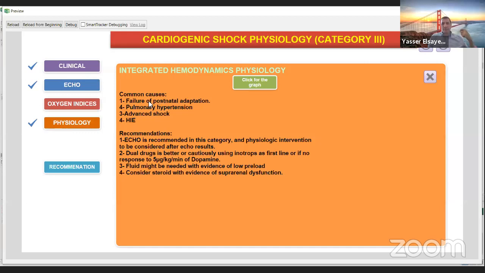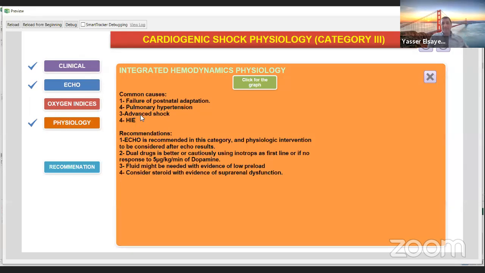Common causes in this category: failure of postnatal adaptation, also pulmonary hypertension and advanced shock might happen. So you have infants who started as category number 1, were improperly treated, and now progress to advanced shock. And if you wait more time, maybe a few hours, then the end result will be irreversible shock and death. This category also might happen in HIE.